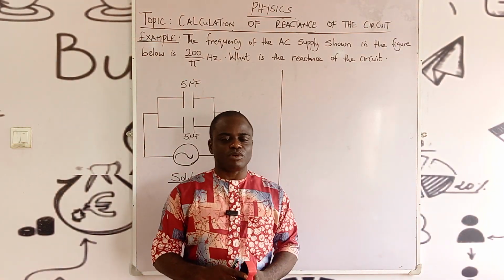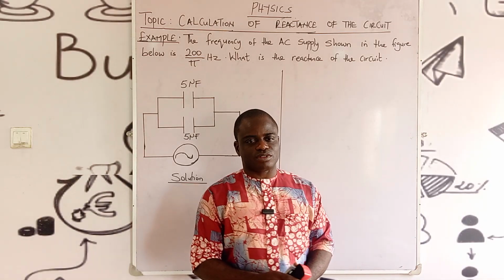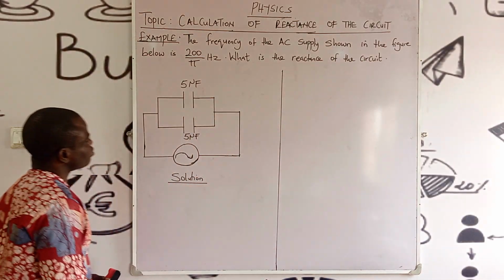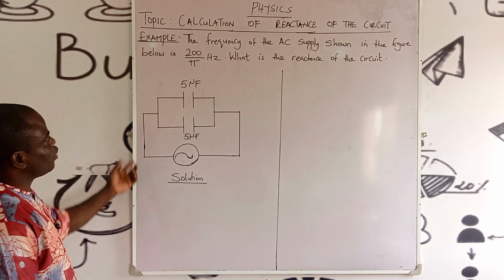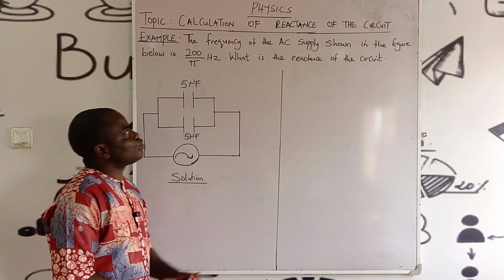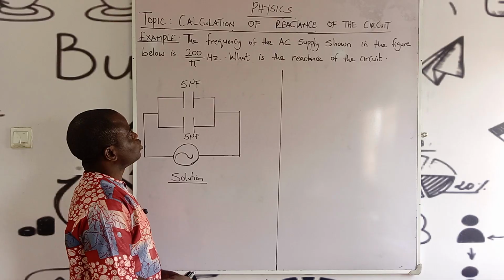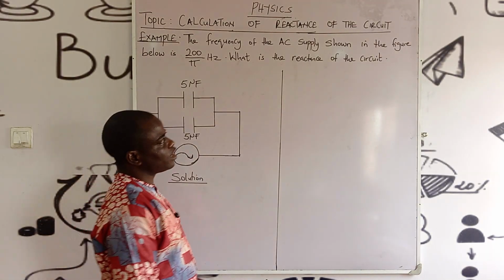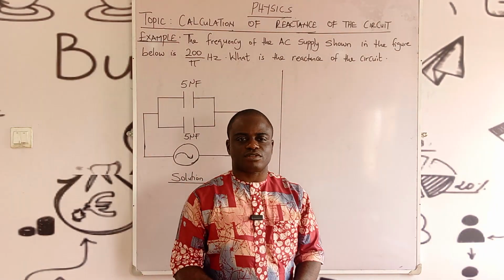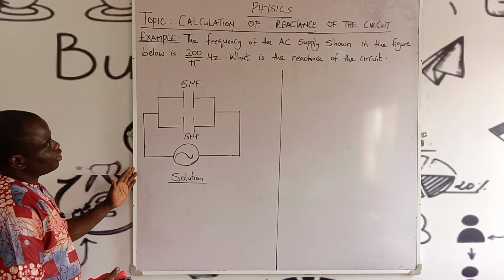Today, we want to solve a problem on calculations that involve reactance of the circuit. And let's see what's on the board. The frequency of the AC supply shown in the figure below is 200 over pi hertz. What is the reactance of the circuit? We are told to look for the reactance of the circuit.